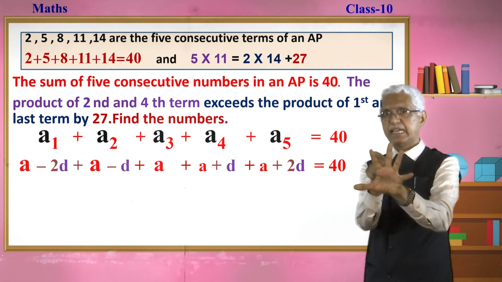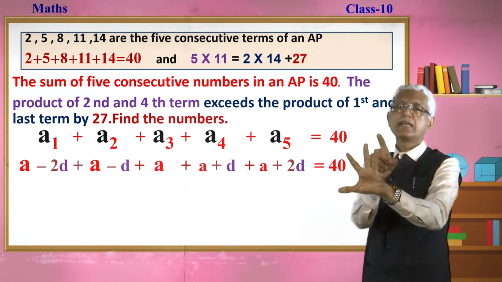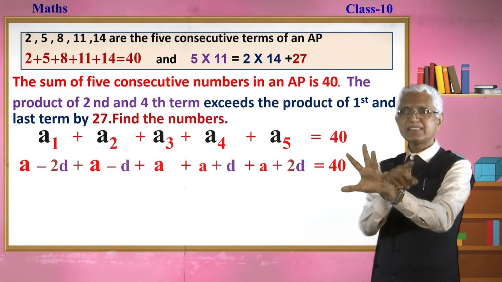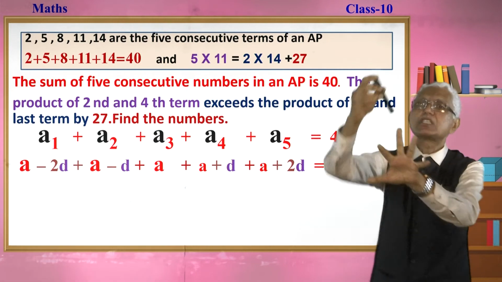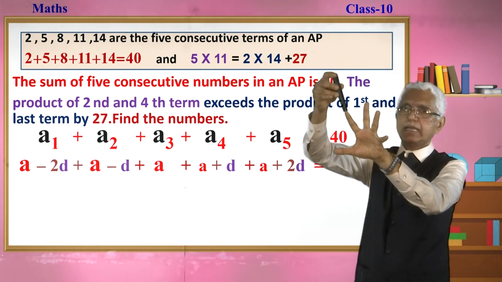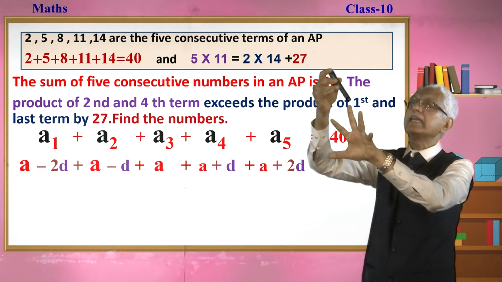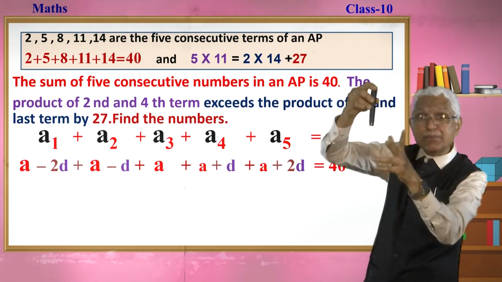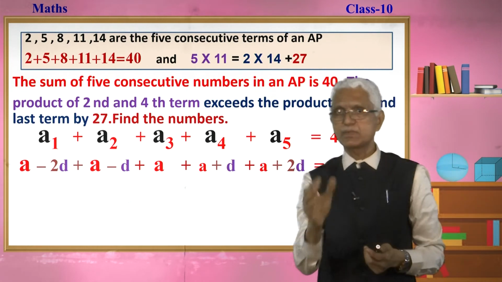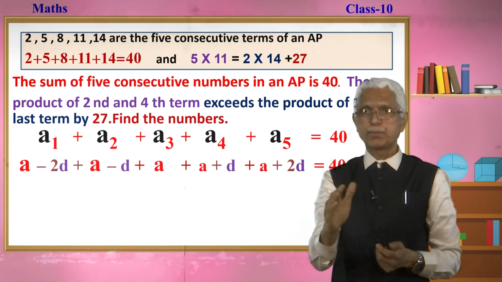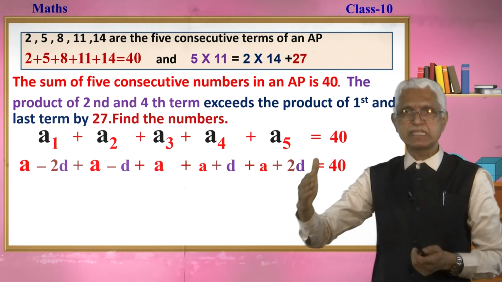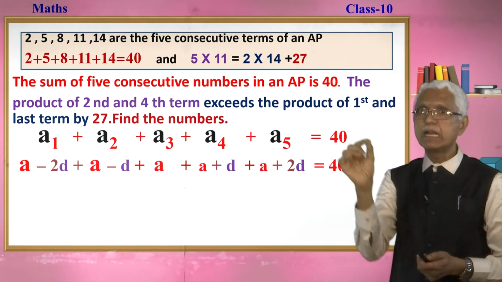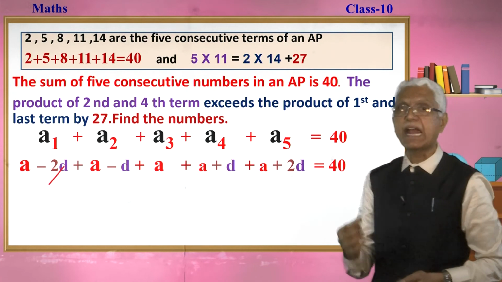Take a, a plus d, a plus 2d, a minus d, a minus 2d. Are you seeing the advantage? There are 5 terms. Let this term be a. Next term a plus d. Next term a plus 2d. Previous term a minus d. Another previous term is a minus 2d. So, you take the terms as a plus d, a plus 2d, and you take the terms as a minus d, a minus 2d. This will be helpful because you will realize the advantage of it.